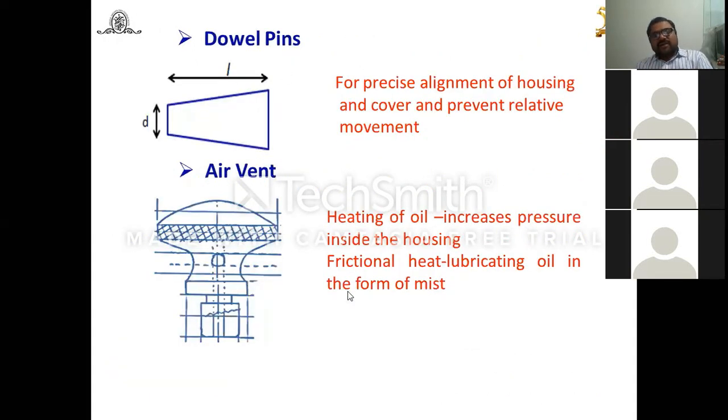Then the air vent. I have already told you about vents or breather caps, which are provided in some cases. Why is it provided? Because of the meshing, the pressure inside the housing increases. Because of friction, the lubricating oil forms a mist. To take it out, this opening is provided, and we have to decide the size. How much is the size, based on the thickness? Again, what you have to do for that purpose is refer to the design data book.